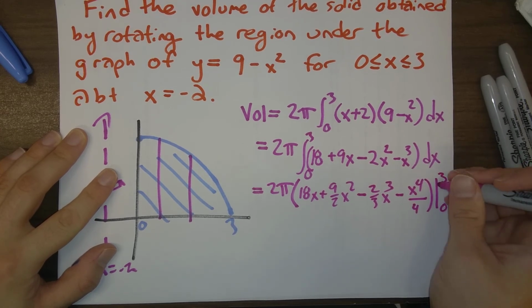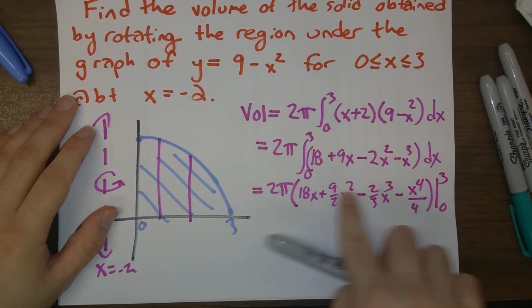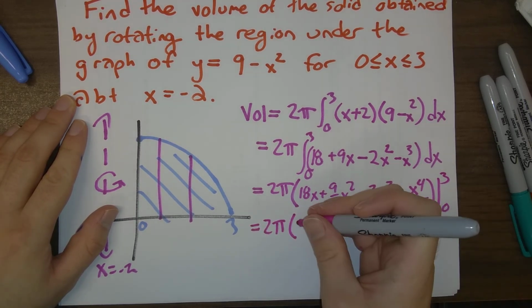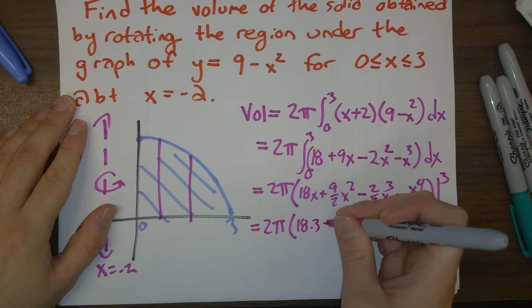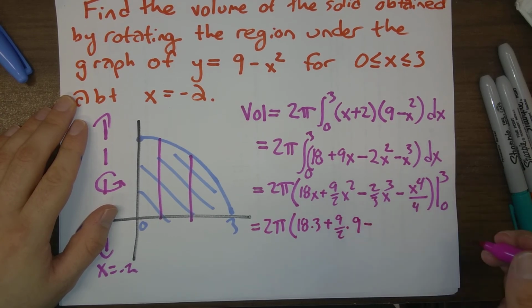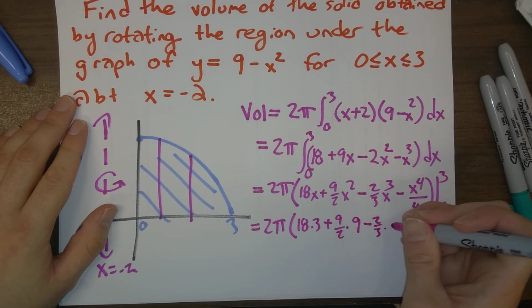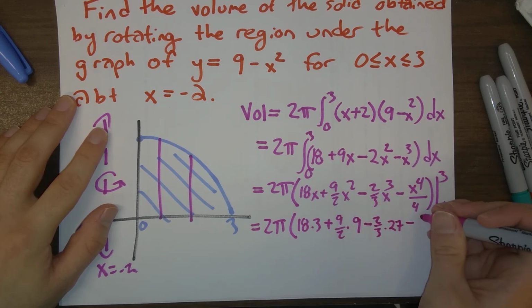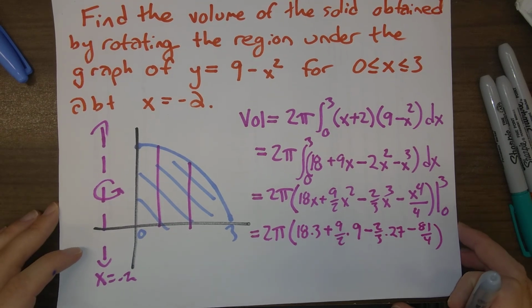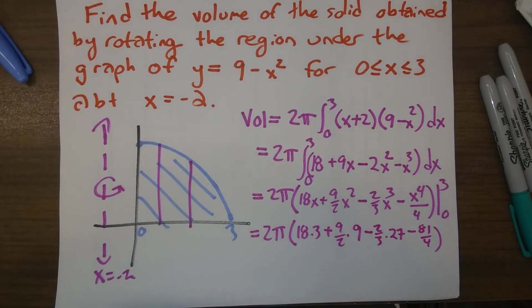Plug in 0 and 3. Plugging in 0, of course, is going to make all of that 0. So 2 pi times 18 times 3 plus 9 halves times 9 minus 2/3 times 27 minus 81 over 4. You can simplify that if you want to, but that is our final answer.